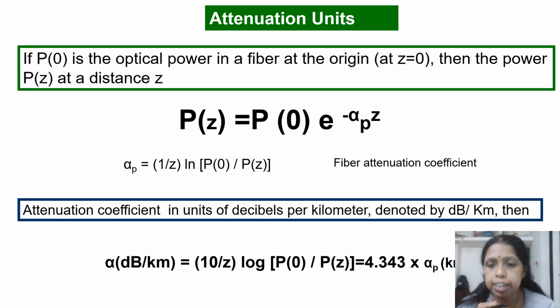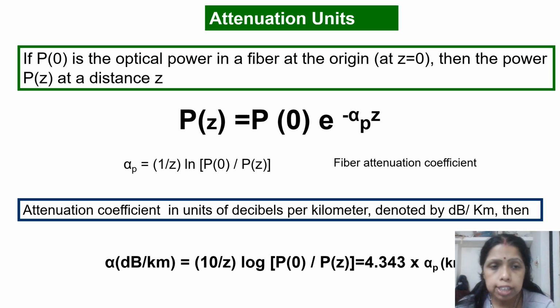How can you measure the attenuation of the fiber? Attenuation is an important factor you need to measure. It depends on the characteristics of the fiber, and every fiber has some. When you design the fiber, first you need to measure the attenuation constant or attenuation factor of the fiber, so that you can understand how much power is getting absorbed inside the fiber and how much power you will get at the other end of the fiber.